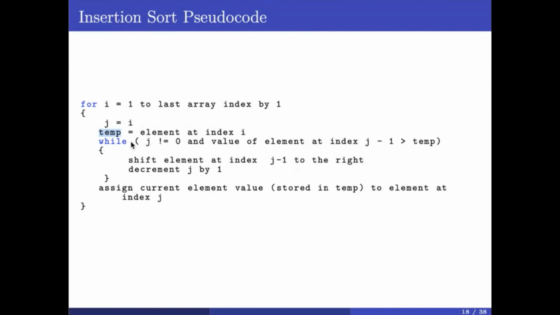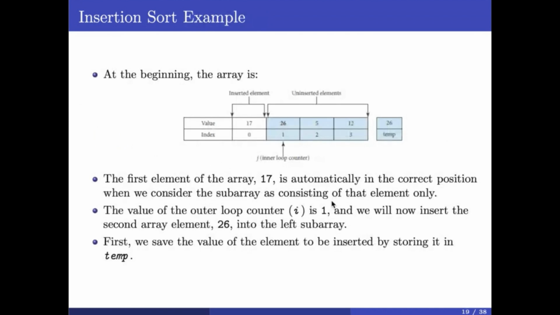Then I keep doing that until this condition: the value pointed at by j minus 1 is not greater than the temp, or j is equal to 0. So in this case, I'm going to assign the current element, whatever I have in the temp, to the location pointed to by j. Okay, let's have an example here.